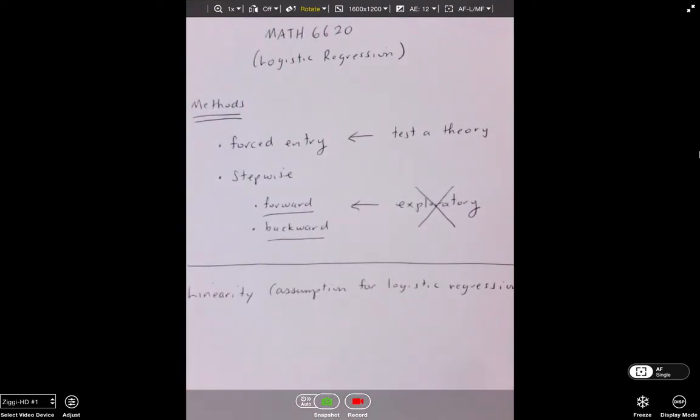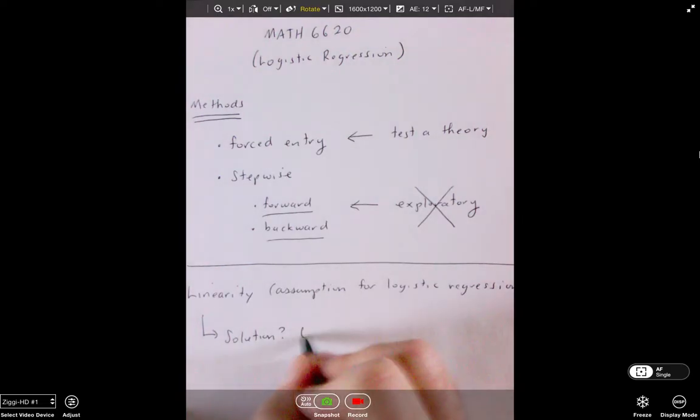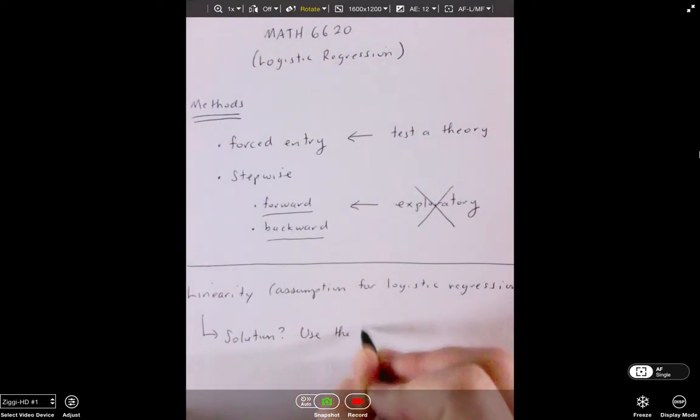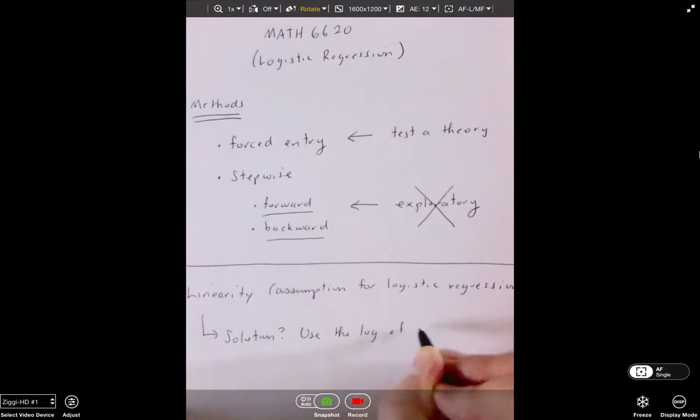But for obvious reasons, it doesn't apply here. It's clearly violated because y takes on values of 0 and 1. So guys, in terms of linearity, what's our solution? And you should know this by now. Our solution is use the log of the data.